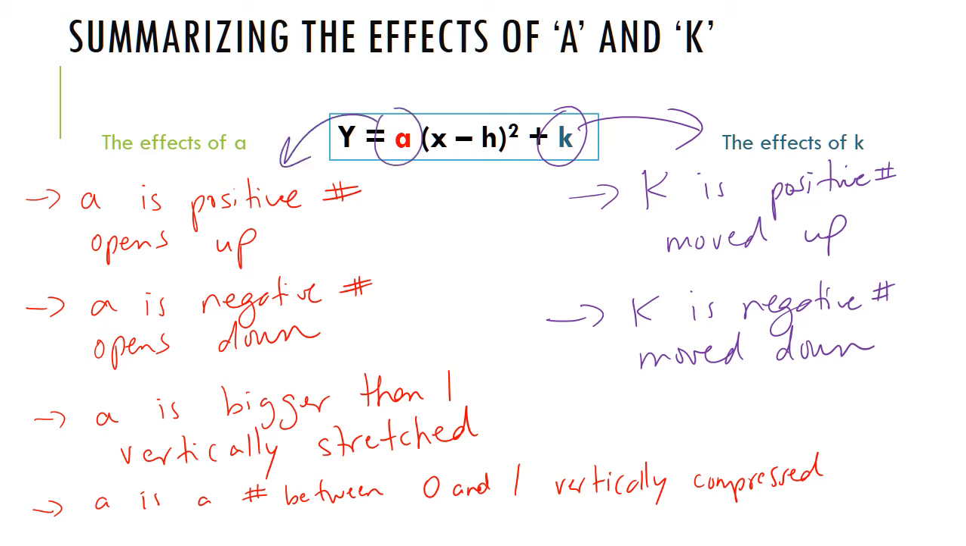When A did these things, it controlled whether it opened up or down, and whether it was stretched or compressed. In other words, thinner or more narrow versus wider or compressed. These things, along with the effects of H in the next lesson, 100% on a test. You need to make sure you know how to do these things. And these things go hand in hand with the graphing. So once we get to putting it all together and making graphs, these descriptions match our graph. So if you know one, you should be able to get the other. These are self-checks for your graphs.